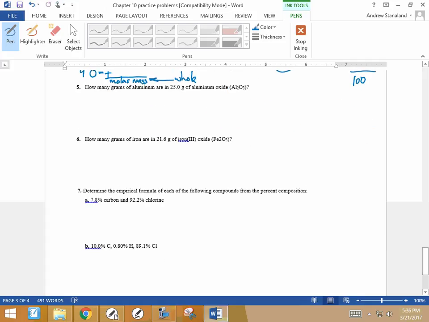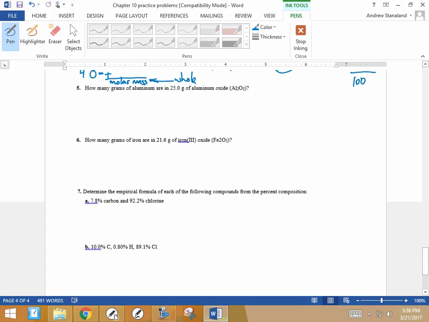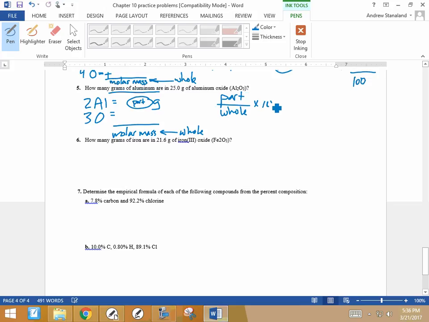Last couple. This one looks about the same. Take aluminum oxide, find the molar mass. If you're looking at just the grams of aluminum, take that number you get right there for aluminum. That's your part. This is your whole. Part over whole times 100 equals percent aluminum.